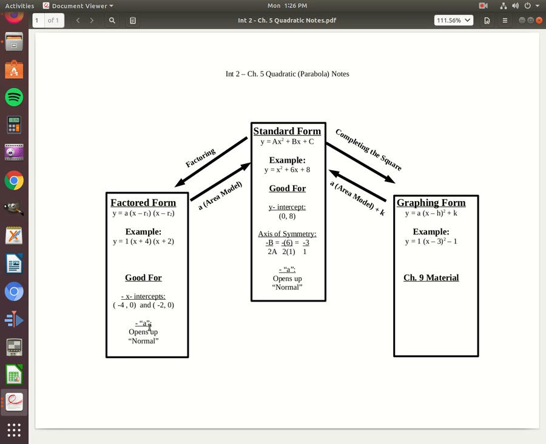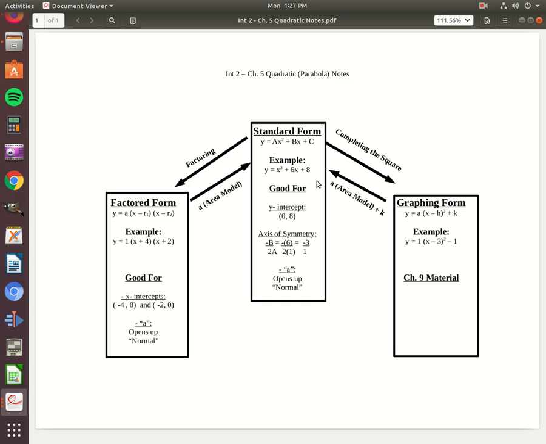We already talked a little bit about that A opening up or being normal or whatever, but we haven't got into it very much. So what happens if it's in standard form? Well, we can find the y-intercept and we can find something that's known as the axis of symmetry. So we're going to talk about both of those things in standard form and just give us a more complete picture of what a parabola looks like.